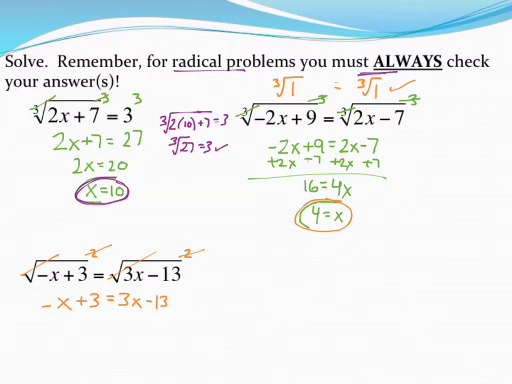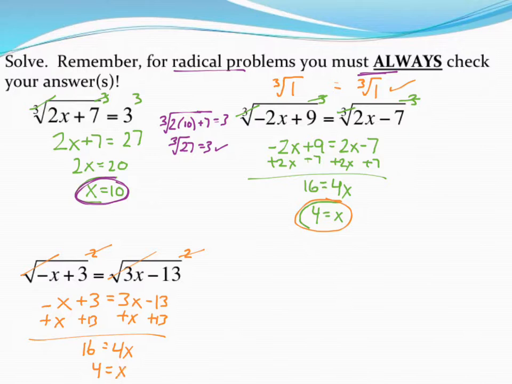So I get negative x plus 3 is equal to 3x minus 13. Now, nothing tells us that this is going to be a solution that doesn't work out. There's nothing weird about it so far, so let's just keep solving it. It's not until we get to the very end and check it that we would see that there's going to be an issue. So I get 4x. I'm going to add 13 to both sides. And once again, I get an answer of 4. Oops, not 13. 16. But once again, once I divide, I get an answer of 4.